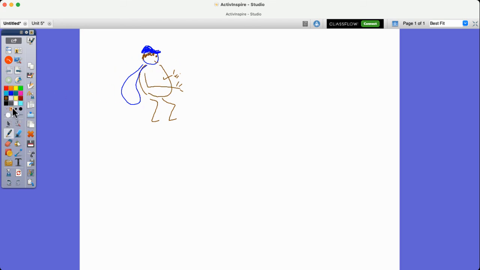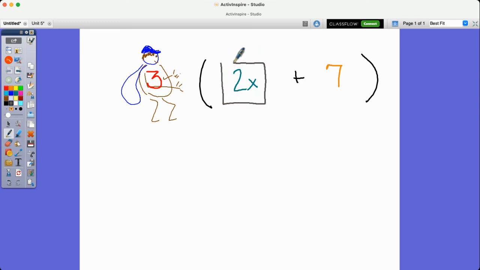Okay. So now that I have my fabulous mailman, I'm going to call him the number 3. Okay. And then I'm going to put some parentheses, and I'm going to do 2x here and a 7 here. And I'm going to make these into houses because the mailman delivers mail to houses, right? And the mailman has to deliver mail to every house on the street. So the mailman is going to deliver mail to this house first. Okay? 3 times 2 is 6.